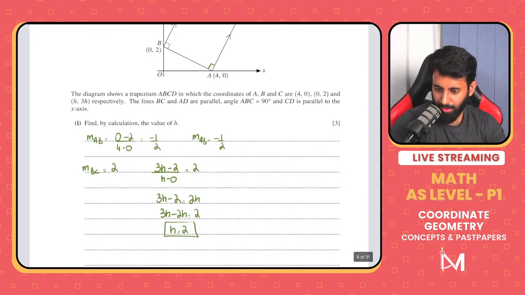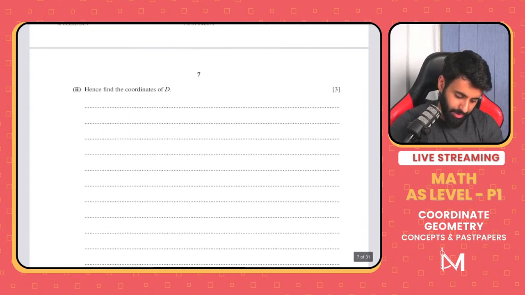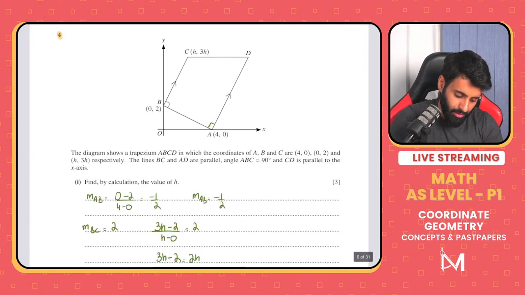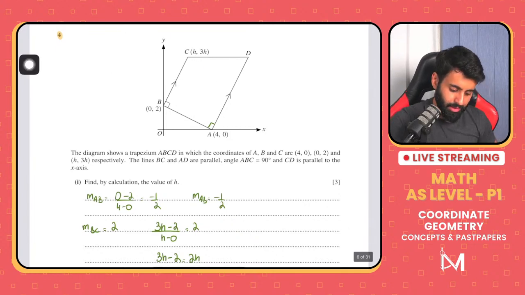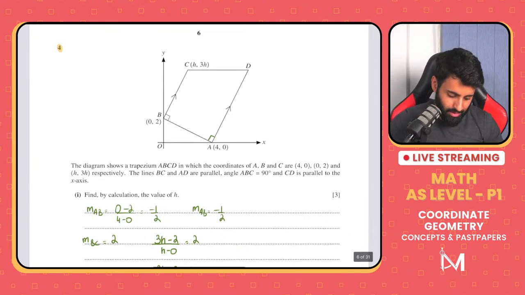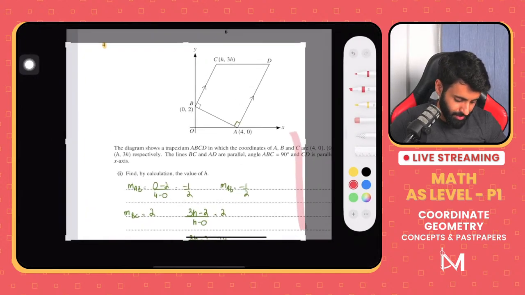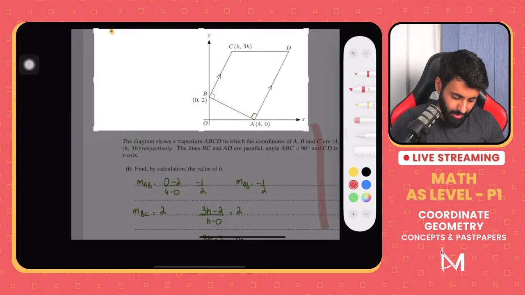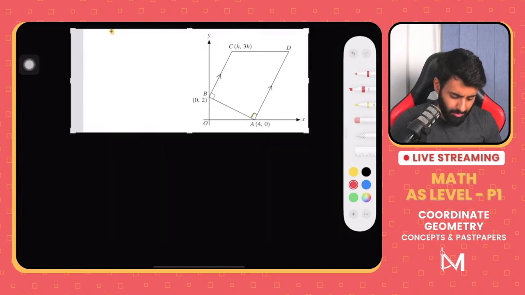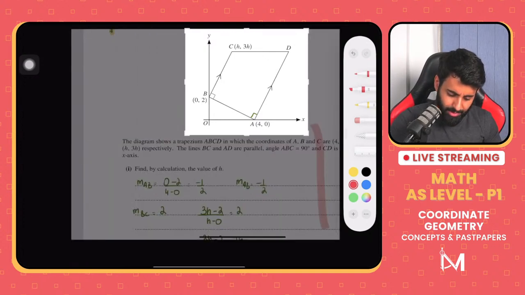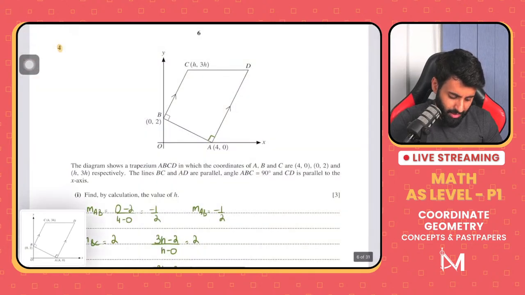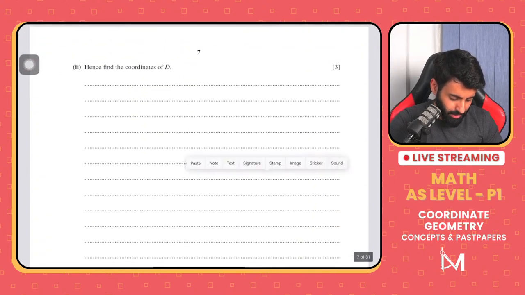Okay, next is part 2, which is, hence find the coordinates of D. Now, if CD is a horizontal line, what can you tell me about this line? This line is a blank line. If it's a line that's parallel to the x-axis, I think I already answered my own question, but if CD is a line that is parallel to the x-axis, then what can you tell me about it?